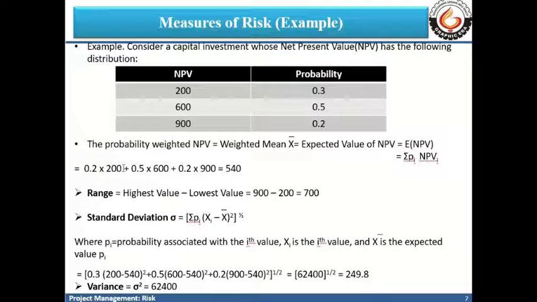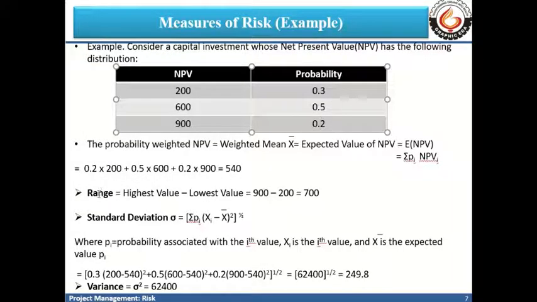So first, as a measure, we calculate the probability weighted NPV value. It is the weighted mean of all the NPV values, and it is obtained by multiplying each NPV value with its corresponding probability. If we sum these values, we get what is known as the probability weighted NPV, or the weighted mean. So 200 into 0.3, plus 600 into 0.5, plus 900 into 0.2. If we perform this, we get the weighted mean of the project as 540.